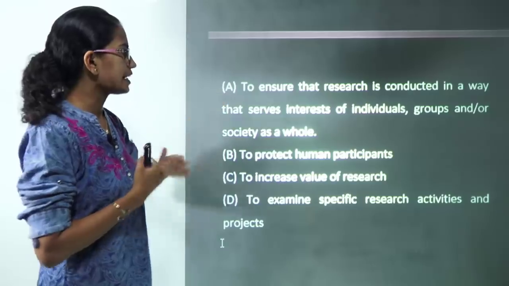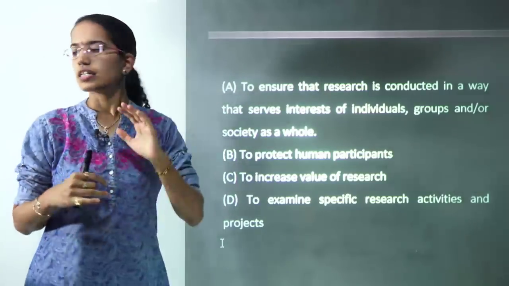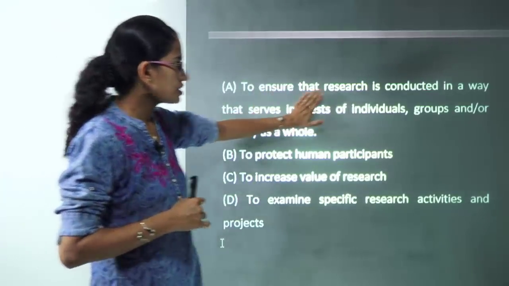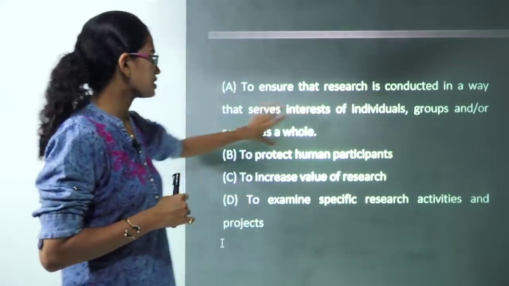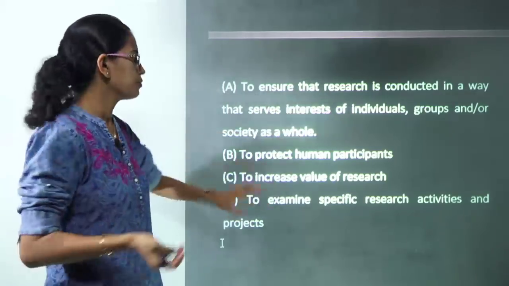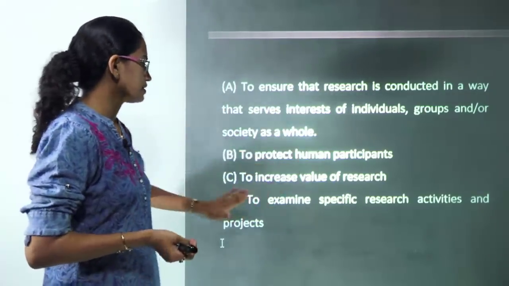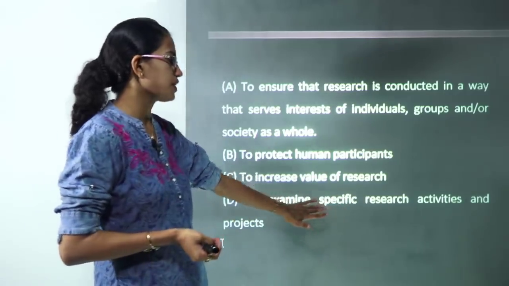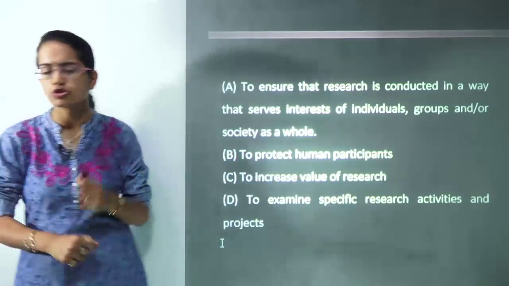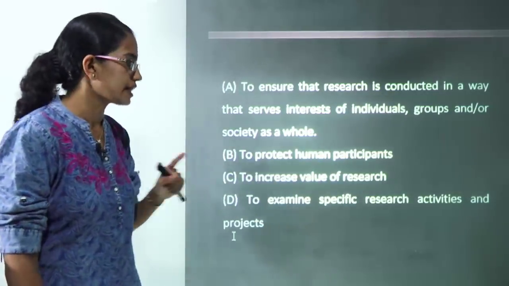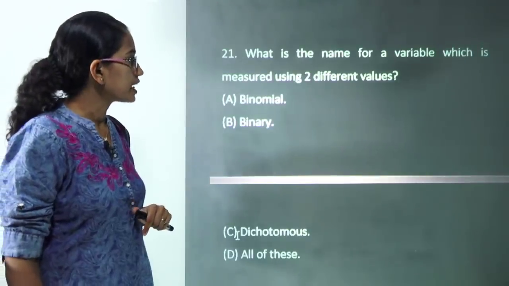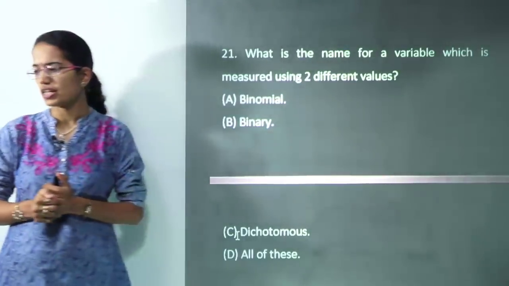So the idea is which of the following is a correct way or an objective of research ethics. It's definitely to ensure that the research is conducted in such a way that it serves the interest of an individual or a group. It protects the human participation, and it examines the specific research activity. So all of those are correct, but increasing the value of research is not a key aspect of research ethics. Okay, so that's the correct thing that you need to understand here. Again, a very tricky question. Read this question very carefully.